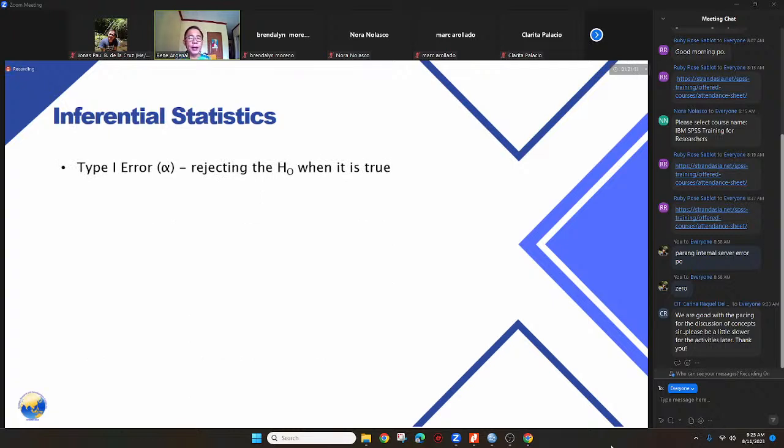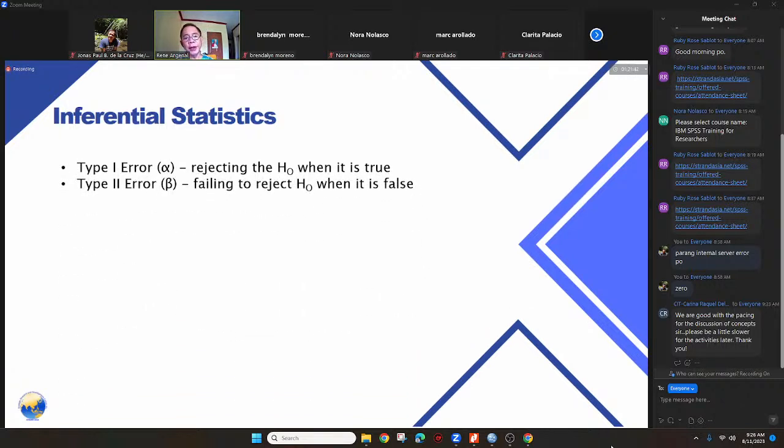So there are two types of error in hypothesis testing. You have the type 1 error, that is when you reject the null hypothesis when it is true. Perhaps because of the sampling, perhaps the sample is not representative. So type 1 error may occur. So you reject the null hypothesis when in fact it is true, when it is not false.